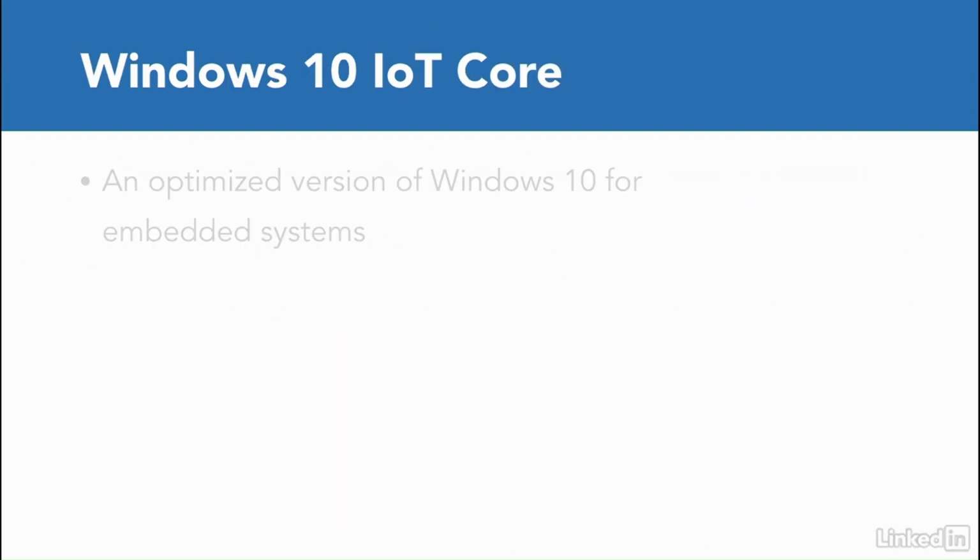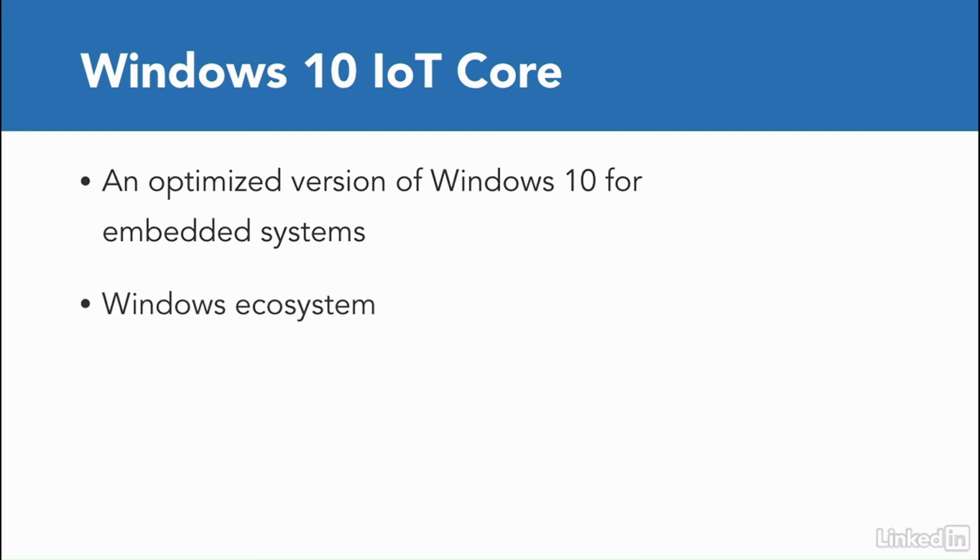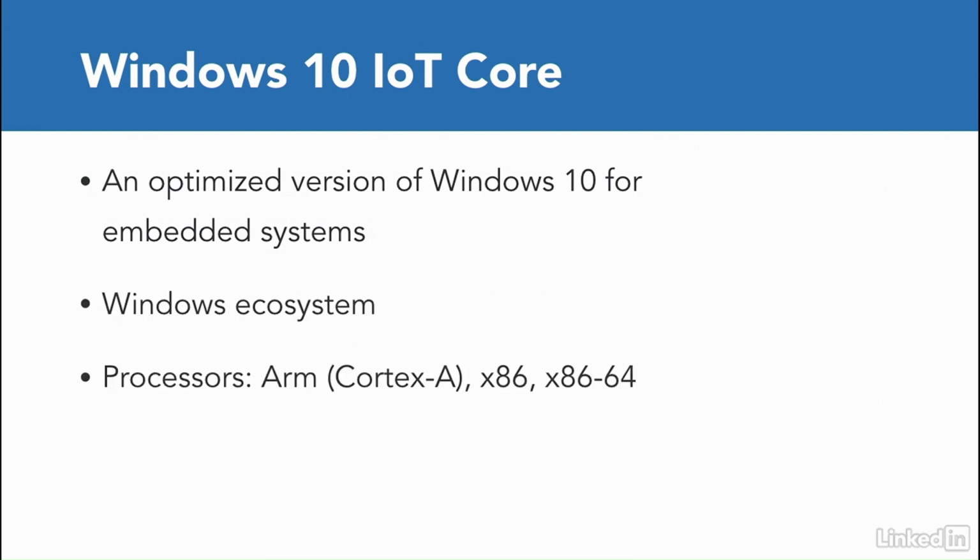Windows IoT Core was rooted from the embedded version of Windows, which can be dated back to 1998. As an optimized version of Windows 10 for embedded devices, Windows 10 IoT Core enables IoT solutions in the Windows ecosystem. The current support of processors is based on ARM, x86, and x86-64.